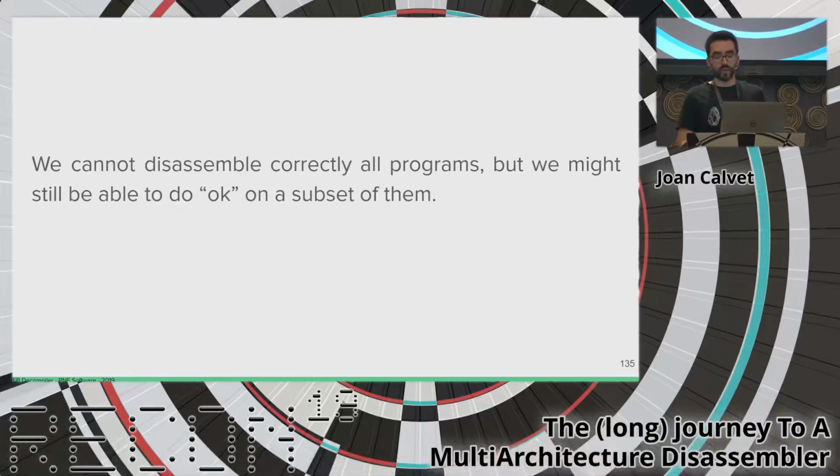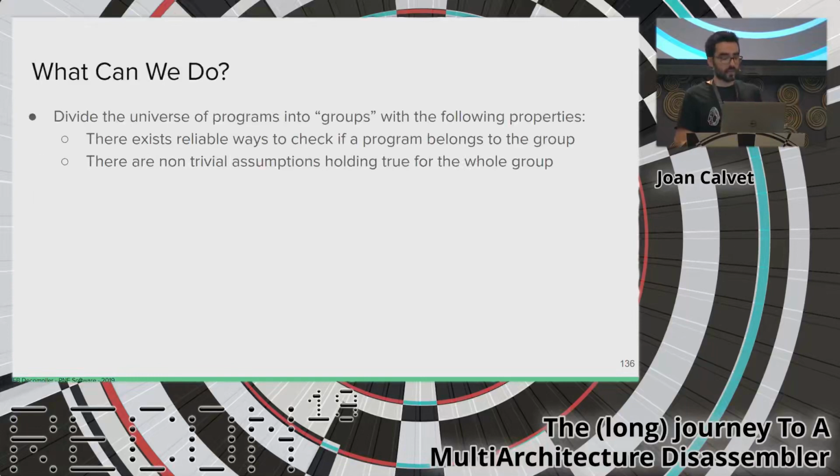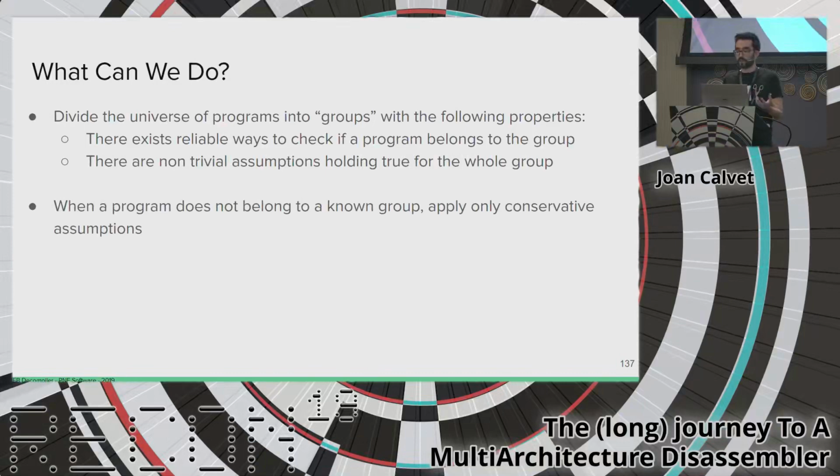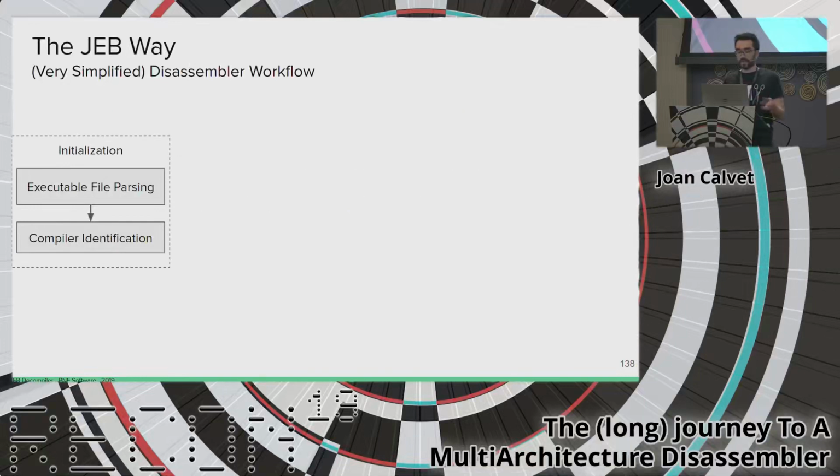Okay, we cannot disassemble correctly all programs, but we might still be able to do okay on a subset of them. And what we can do is divide the universe of programs into groups. For each group, we should have a reliable way to check if a program belongs to it or not, and then a set of interesting assumptions that we know are true for this whole group. That's exactly the idea of compiler-specific heuristics I described before, but it can be more precise than that. You can have a group that is a specific compiler version with a specific static library from a specific high-level language. And then when a program does not belong to a known group, we apply only very conservative assumptions. That's one of the ideas behind the JEB disassembler design, and here is a very simplified view of its workflow.